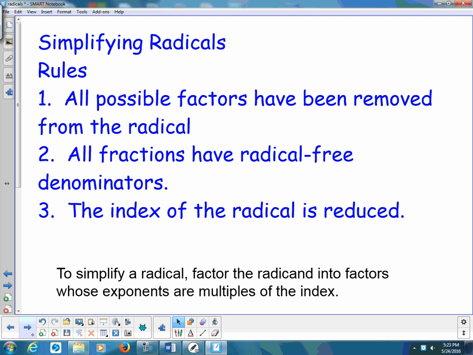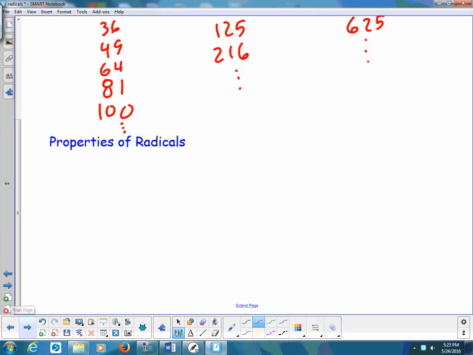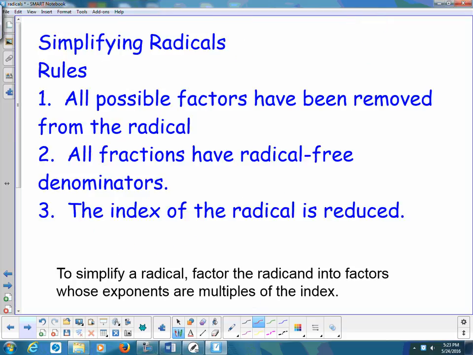So let's talk about some properties of radicals for a moment. So one property is that if you have the square root of a times b, that's the same thing as saying square root of a times square root of b. And same thing if you have square root of a over b. We already used this one. We can rewrite this as square root of a over square root of b. So we're going to use these properties as we go on in simplifying radicals.